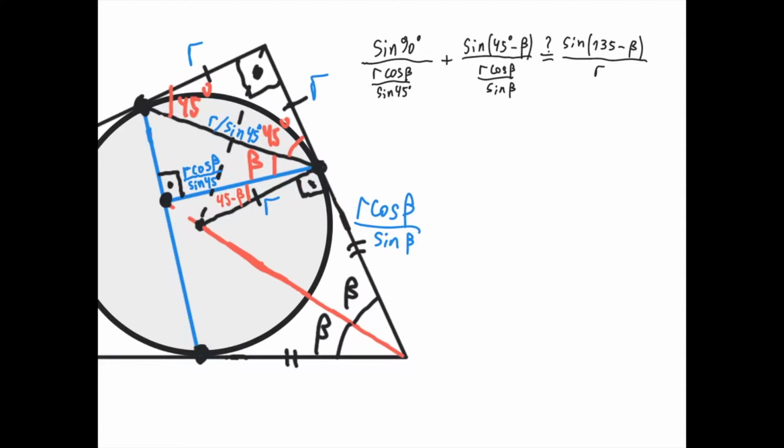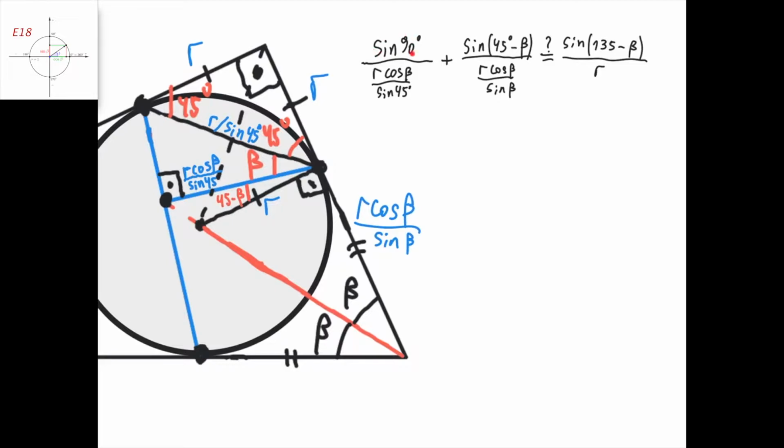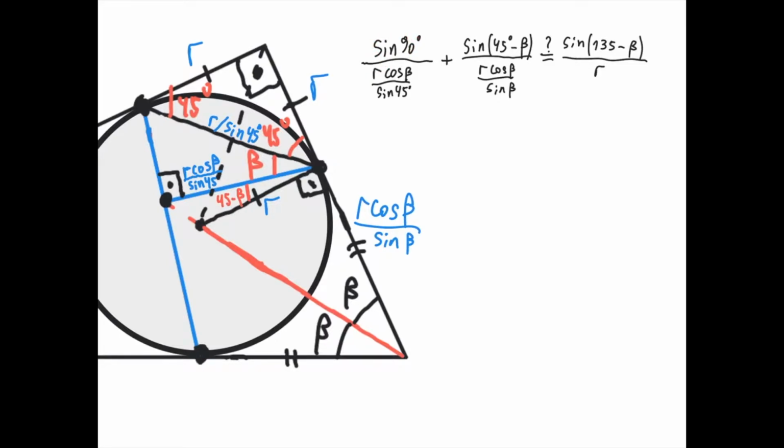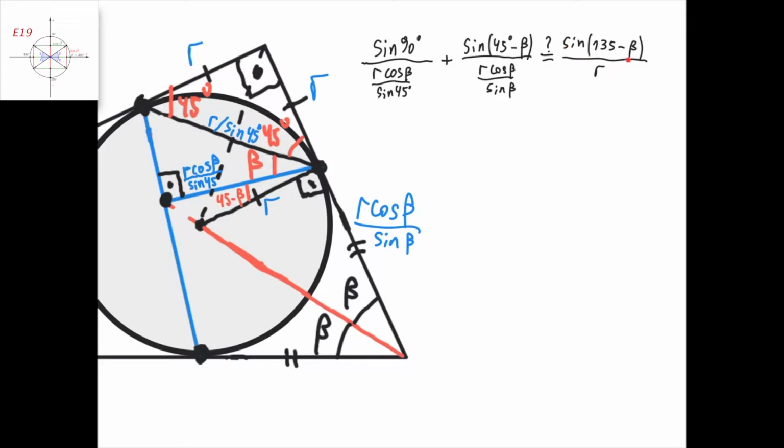We can simplify this expression by substituting sine of 90 degrees with 1, by cancelling out the r here, here, and here, and by noting that sine of 135 minus beta equals sine of 45 plus beta, because 45 plus beta and 135 minus beta have a sum of 180. And we know that if two angles have a sum of 180 degrees, their sines are equal. Sine of gamma, for example, equals sine of 180 minus gamma because their sum is 180.